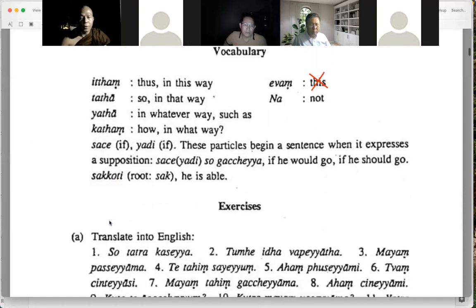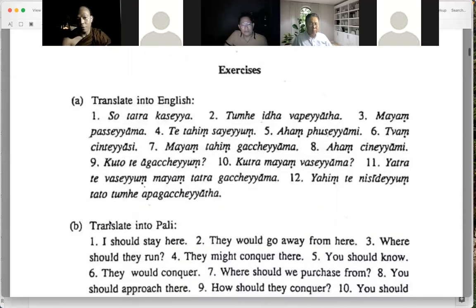So now let's do the exercise. Exercise A, translate into English.